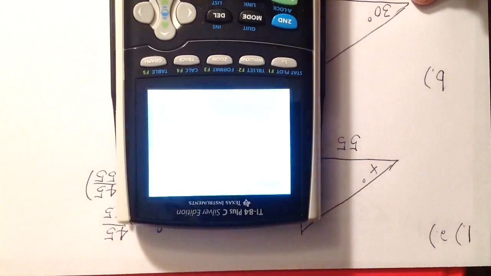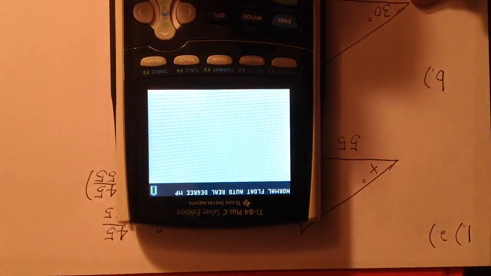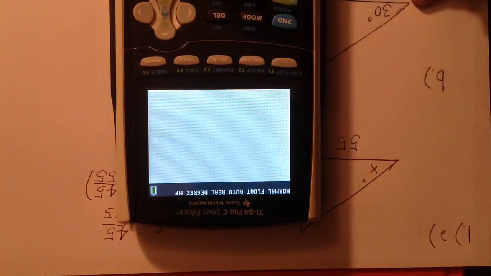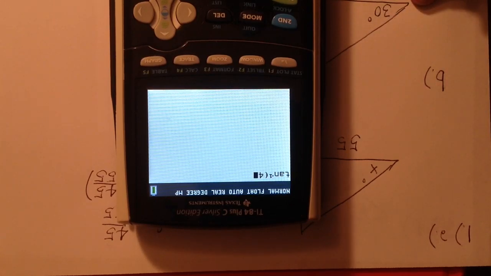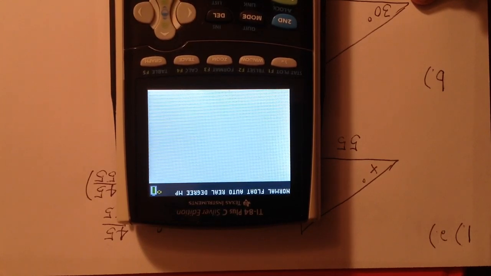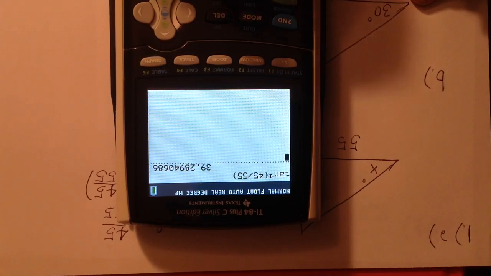So on my calculator, I am going to press the second button and tangent. It looks like it says tangent raised to the negative first, but that is called the inverse tangent function, and it allows us to find the angle that has the tangent ratio of 45 over 55. We want to round that to the nearest degree, so we would round this to 39 degrees.